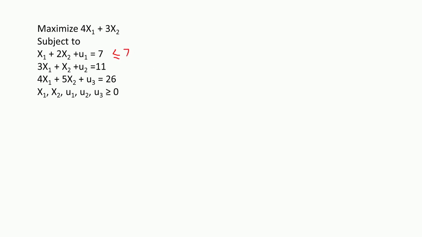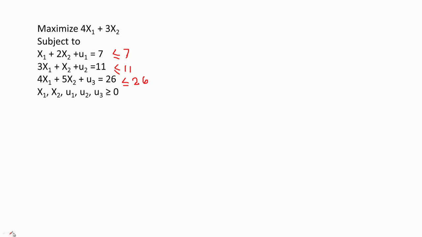When we add the slack variable u1, it becomes x1 plus 2x2 plus u1 equal to 7. Similarly, 3x1 plus x2 less than or equal to 11, and we add another slack variable: 3x1 plus x2 plus u2 equal to 11. Similarly, 4x1 plus 5x2 is less than or equal to 26, and with a slack variable it becomes 4x1 plus 5x2 plus u3 equal to 26, with x1, x2, u1, u2, u3 greater than or equal to 0. Obviously, the contributions of u1, u2 and u3 to the objective function are also 0.